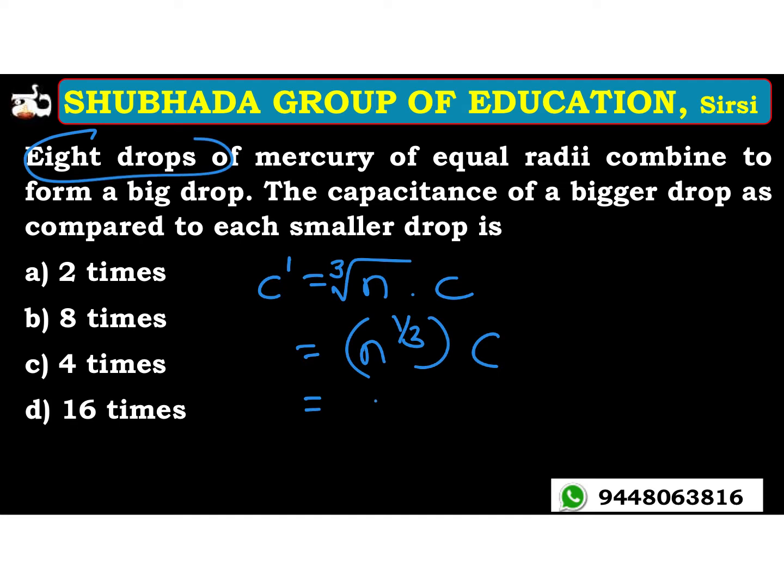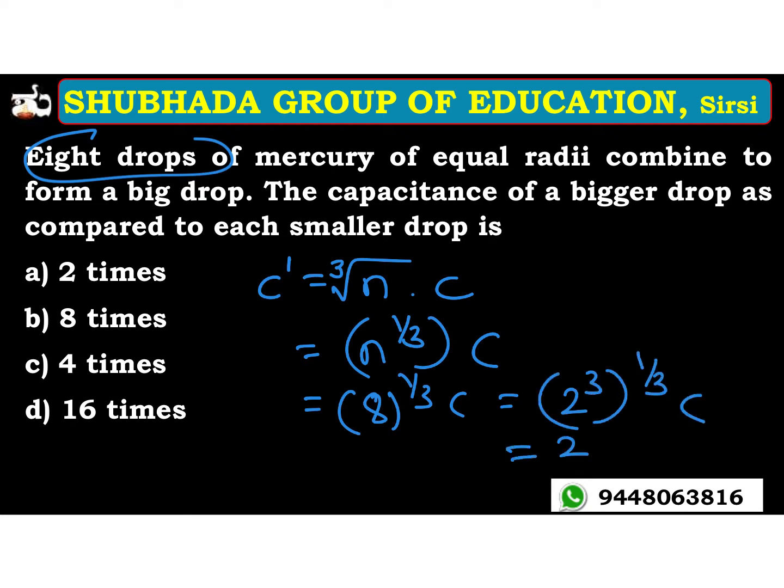That's the reason why 8 to the power of 1 by 3 times C. This is also equal to 2 to the power of 3 whole to the power of 1 by 3 times C. That's the reason it should be 2C. So 2 times the actual one, so that you can go for option A as the right answer in this question.